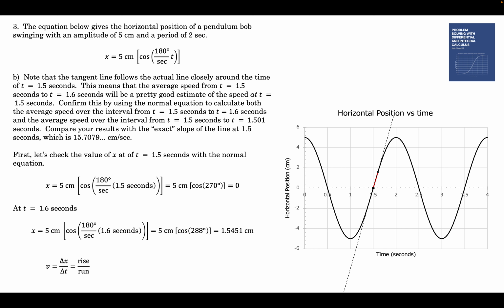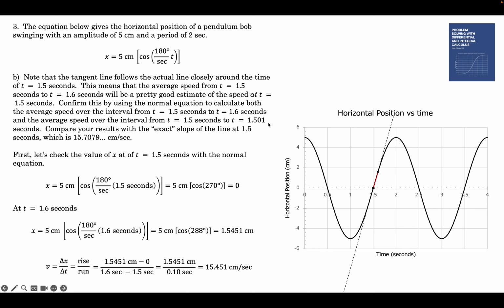The slope between those 2 points, not the slope of the tangent line, they should be close, but the slope between those 2 points is 15.4. And the speed at 1.5 seconds is 15.7, and we're happy with that. So we use the normal equation to get the average speed between 1.5 and 1.6. Now we're going to go even closer.